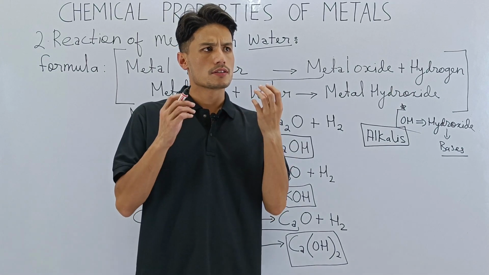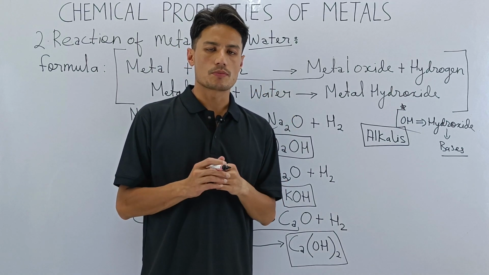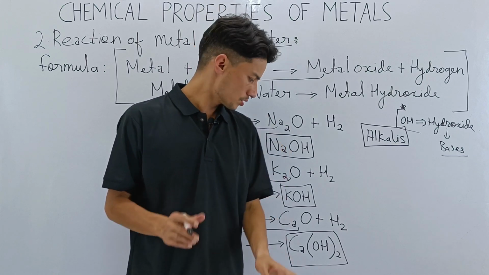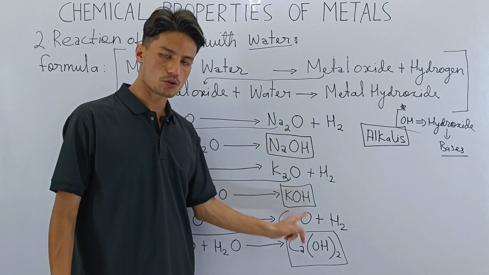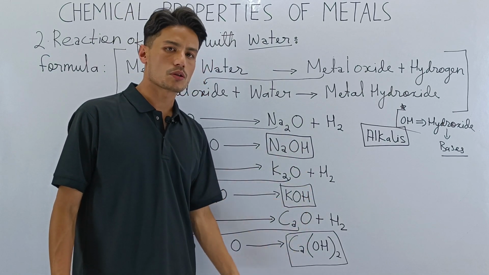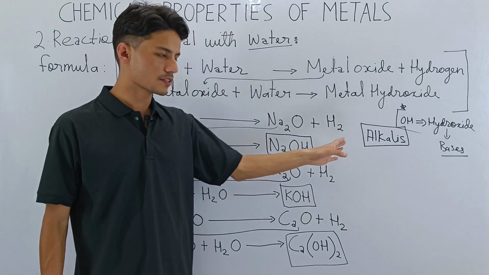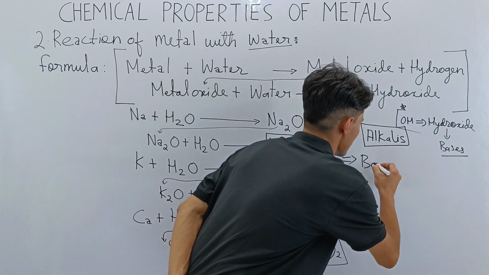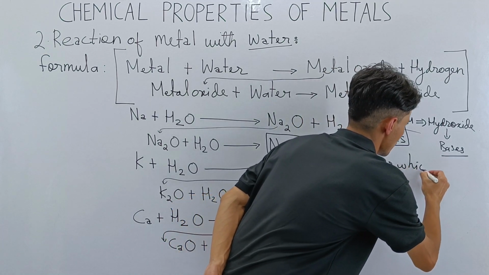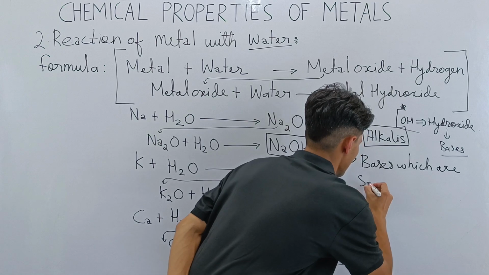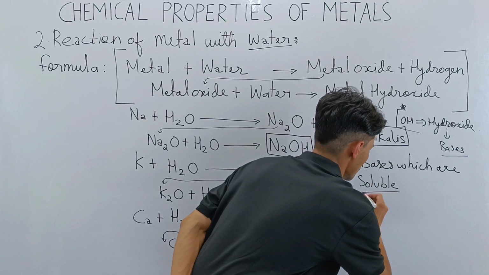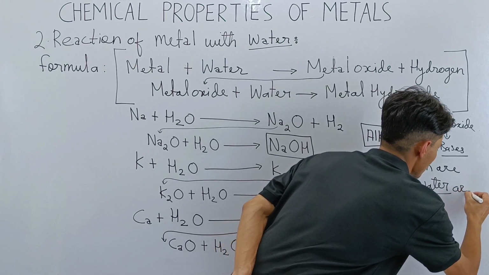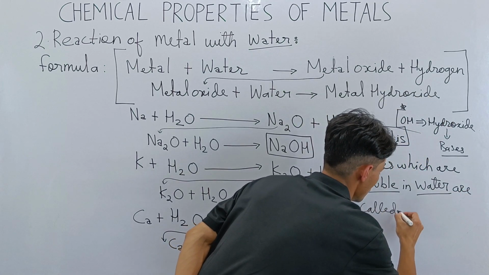Now it so happens that generally all bases are not soluble in water. So remember, all bases are not soluble in water, but some bases are soluble in water. So these bases happen to be soluble in water. Such bases which are soluble in water are called alkalis. Alright, so let's write it down. So what are alkalis? Alkalis definition: bases which are soluble, underline soluble, in water, are called alkalis.